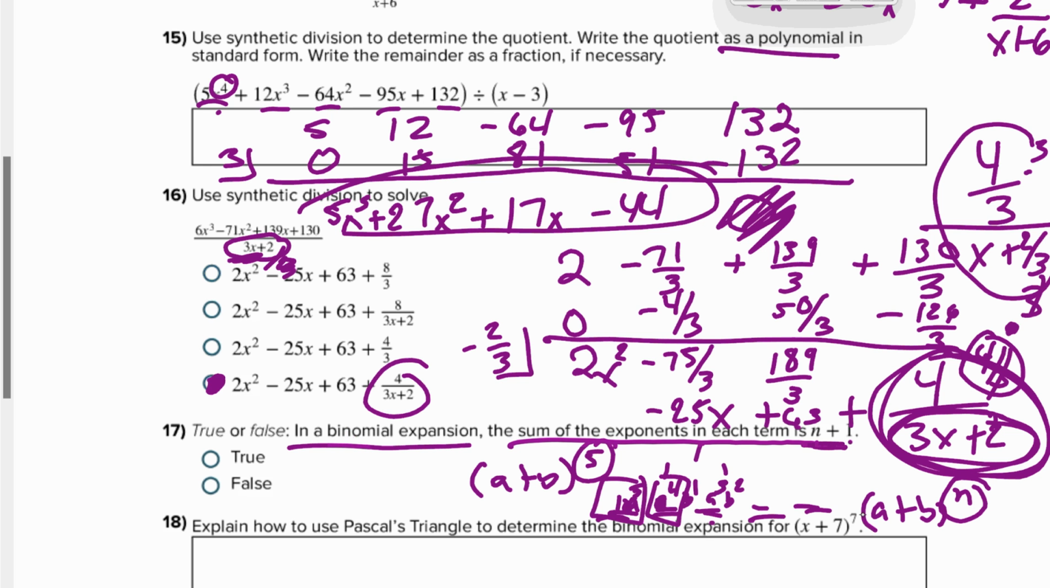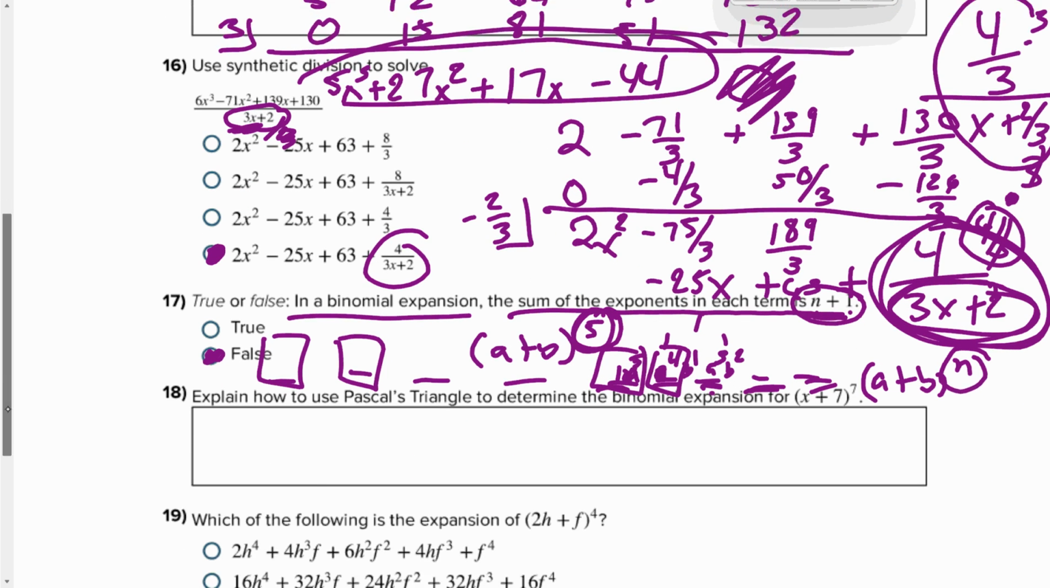Now the number of terms, how many terms there are total in your triangle, is always n plus 1, but the power of each individual term is just your n, your power. So this would be false.